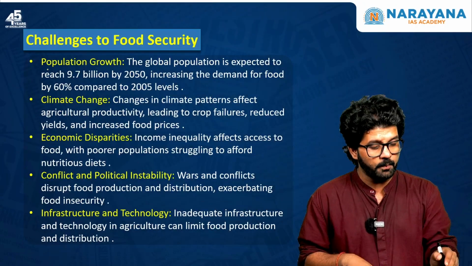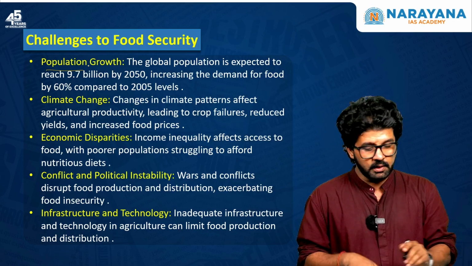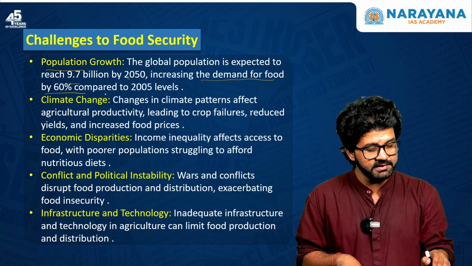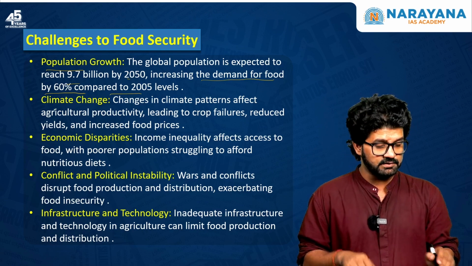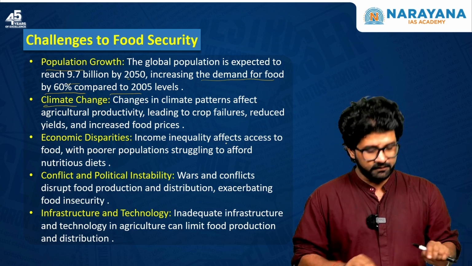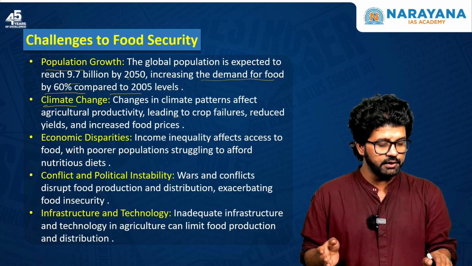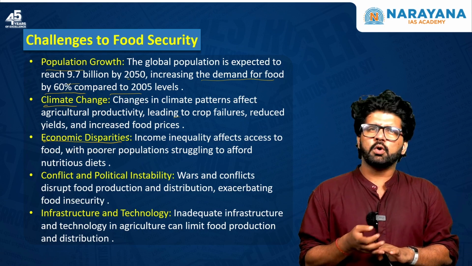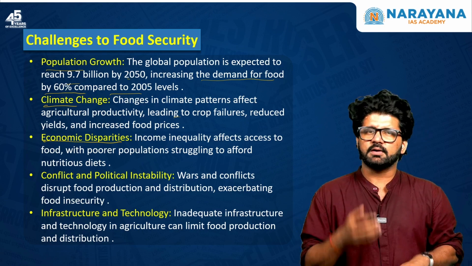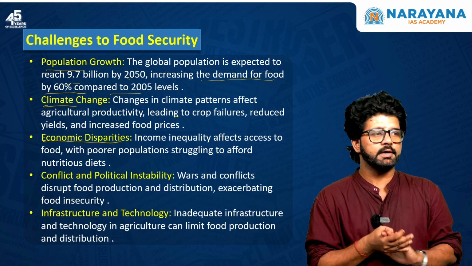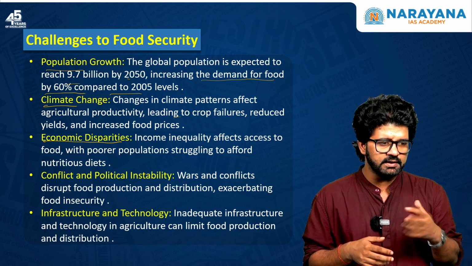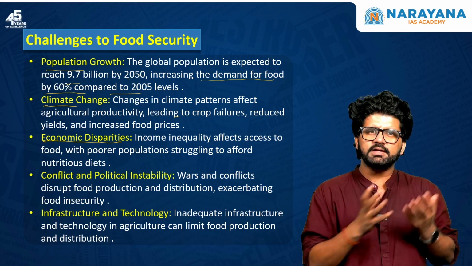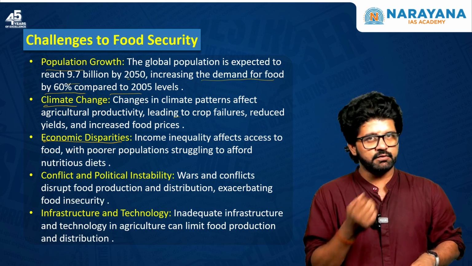Challenges to food security, population growth. So global population will be reaching 9.7 billion by 2050, increasing the demand for food by 60% compared to 2005 levels. Climate change, changes in climate patterns affect agricultural productivity, leading to crop failures, reduced yield, and increased food prices. And then economic disparities. There was a report by Lucas Chancel, Oxfam, that the rich are getting richer, the poor are getting poorer. And Lucas Chancel was also saying that India today is more unequal than what it was in 1921-22. So all these factors are leading to economic disparity, which we have to keep in mind.